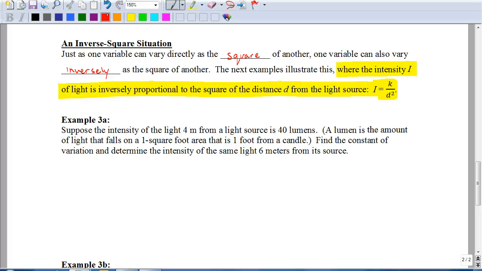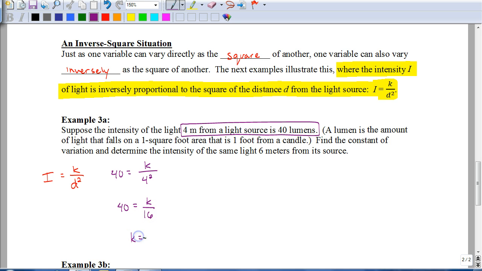Okay, so we're going to go through all those steps that we've been doing, but remember this time that the light intensity, the lumens, is inversely proportional to the square of the distance. So again, to find out what K is, we need to know a distance and a light intensity. We know that 4 meters from a light source, the lumens is going to be 40. So I would say 40 equals K divided by 4 squared. You know, 4 squared is 16. So I multiply both sides by 16. I get a value of K here that is 640.